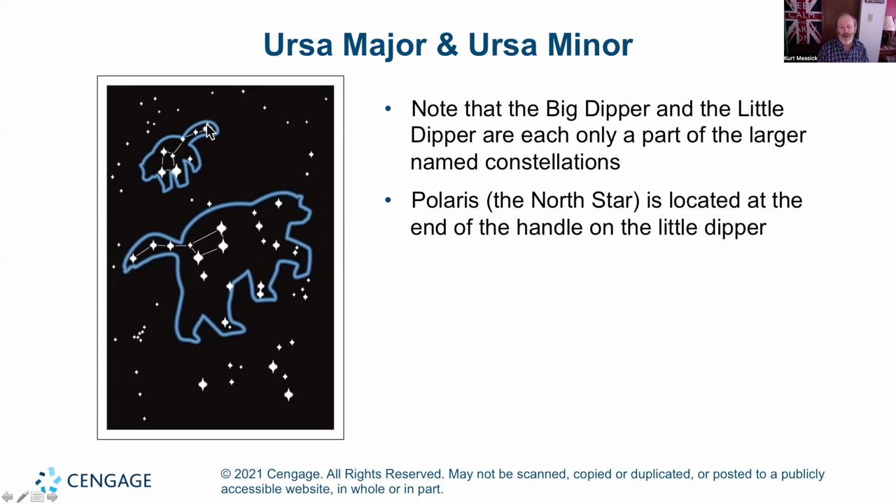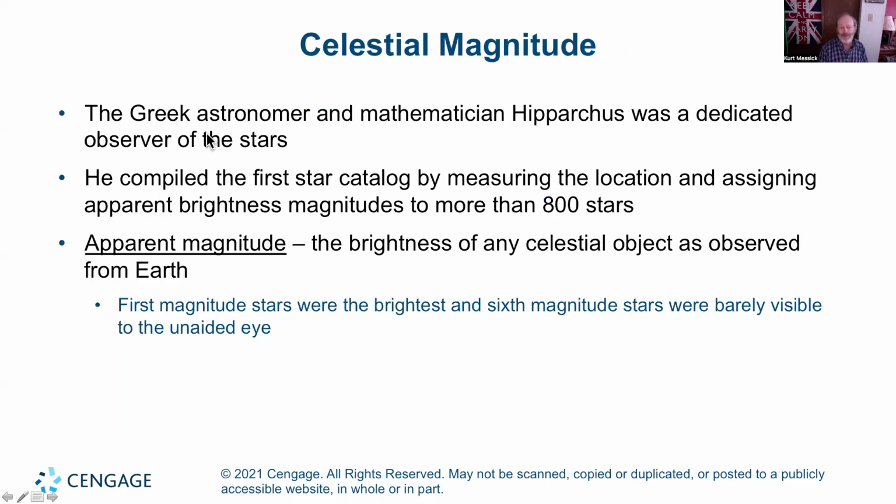Now, this star here, the tail of Ursa Minor, is actually Polaris. That's the North Star. And if you look at the Big Dipper, you can see the two bowl stars here. If you drew a line between them, they go all the way up there. We call those pointer stars.